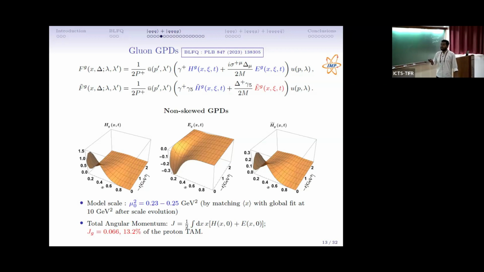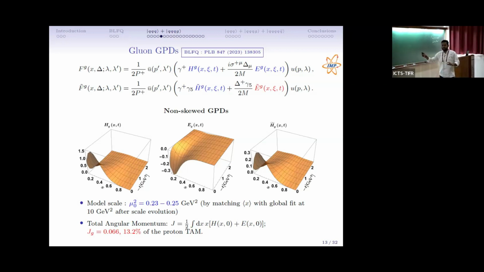And of course, the result I'm presenting here is at the model scale, we didn't evolve this. Our initial scale is around 0.25 GeV square, which we obtain by matching the moment of the quark PDF at 10 GeV square after the scale evolution. So this is for the gluon GPD H, which we found is positive, and this is negative. H tilde is positive.